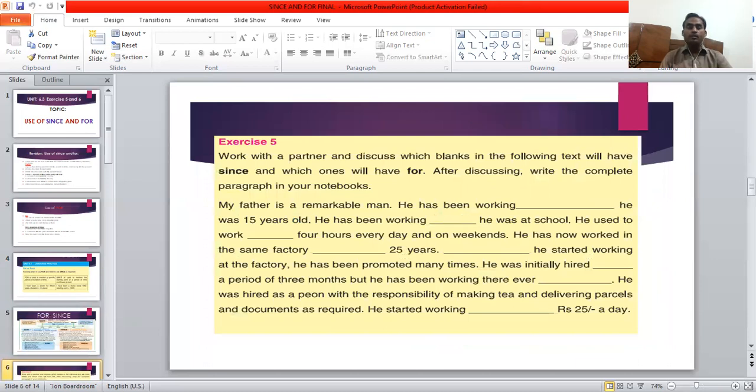Now let's start exercise number 5. Exercise number 5 is in your book. I'm going to read it, and whatever answers you get, since or for, write them down on any piece of paper.